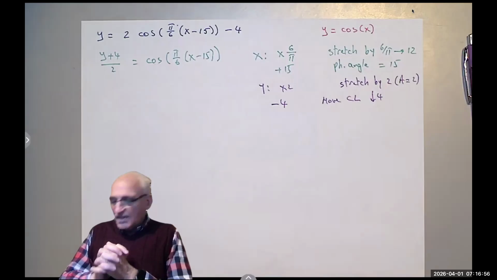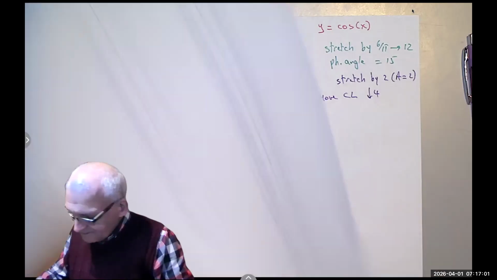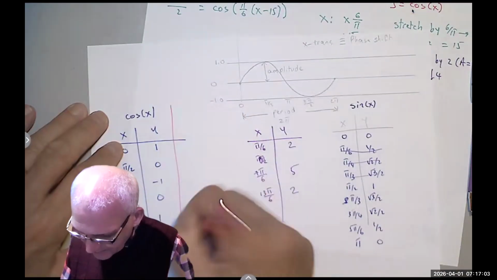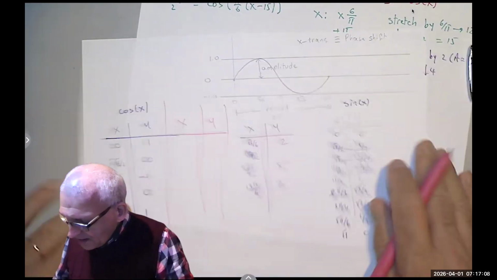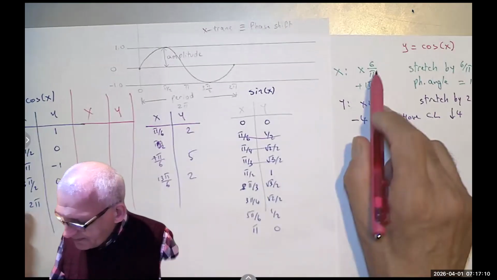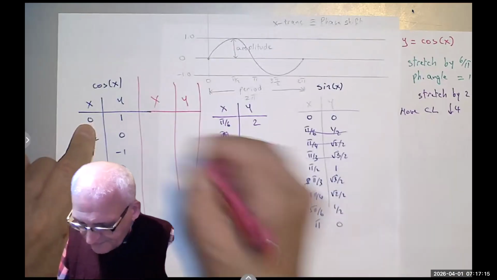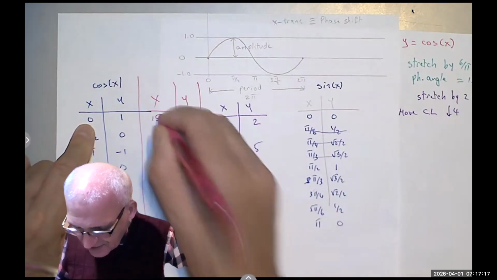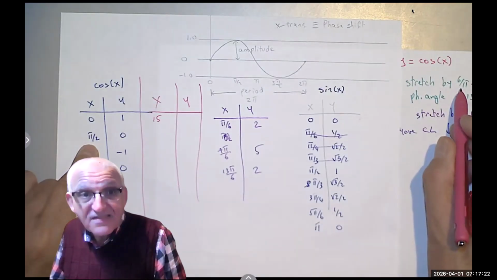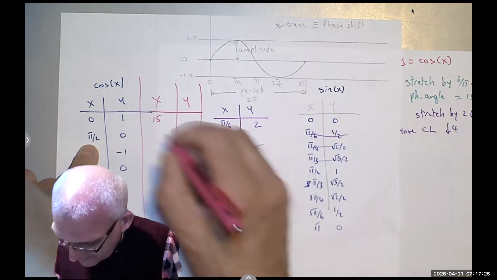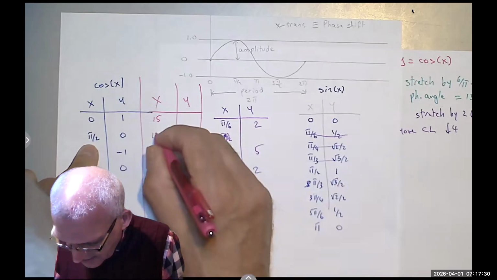Done. If I want to construct a table, where is the page? So if I want to construct the table, x and y for my function, for the x, I multiplied by 6 over pi, so it stays 0. And then I added 15, so that x is 15. Pi over 2, I multiply by 6 over pi, that becomes 3. And then I added 15, so it becomes 18.